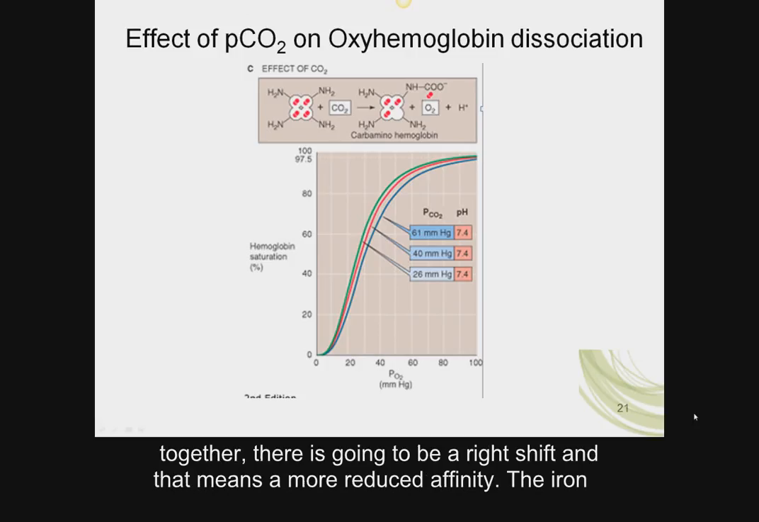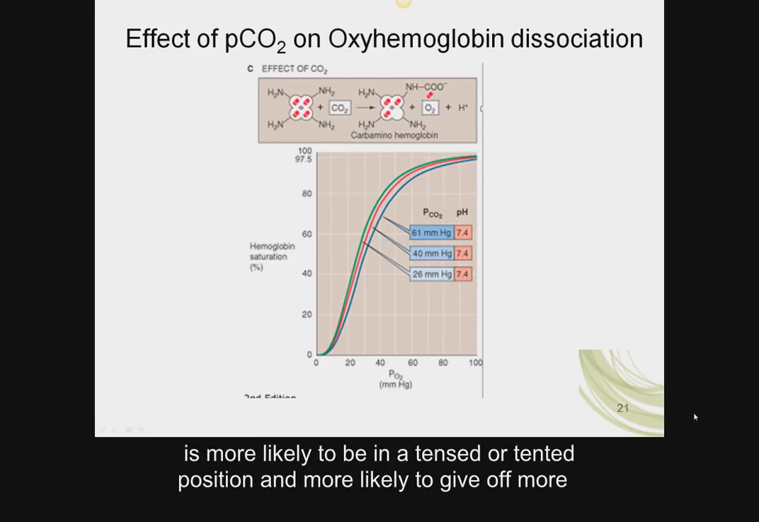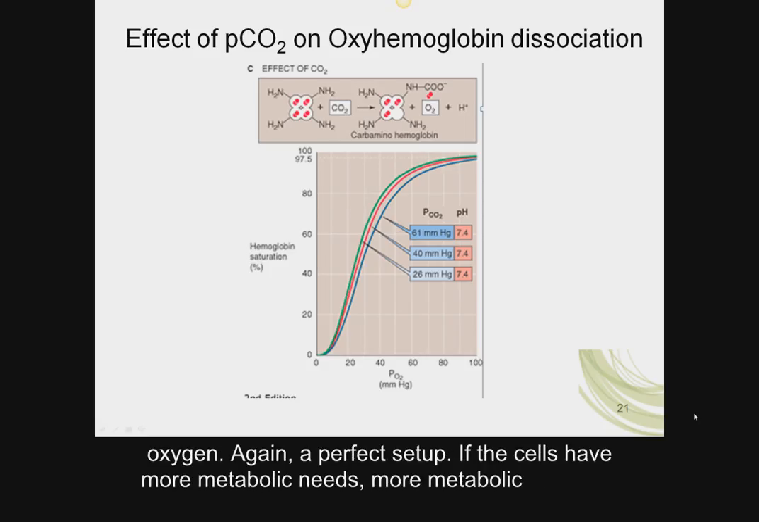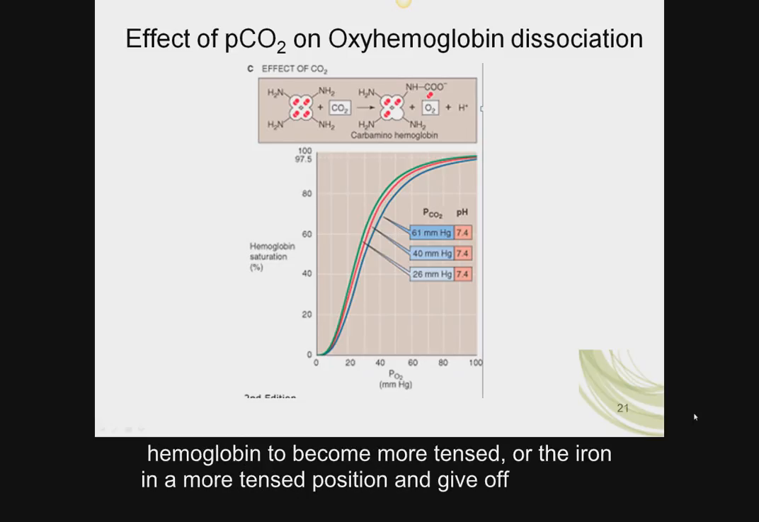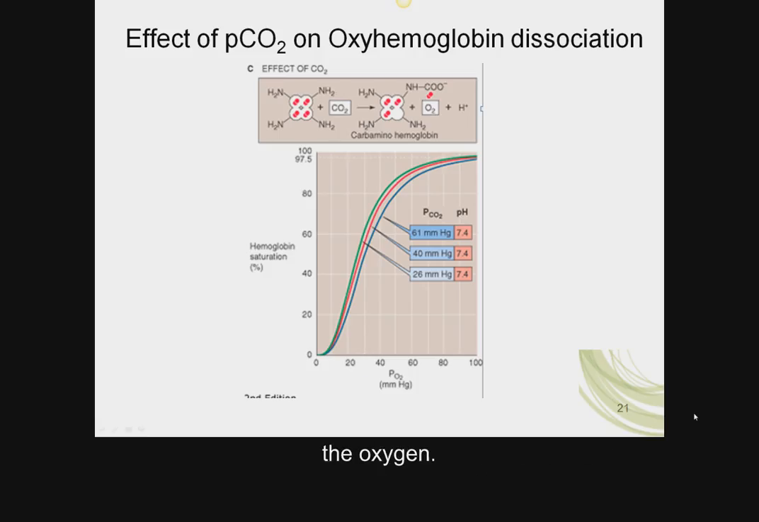So taking all this together, there's going to be a right shift, and that means a reduced affinity. The iron is more likely to be in a tensed position and more likely to give off more oxygen. Again, a perfect setup. If the cells have more metabolic needs, more metabolic demands, then they are going to create a tissue bed with an environment that causes the hemoglobin to become more tensed, or the iron in a more tense position, I should say, to give off the oxygen.